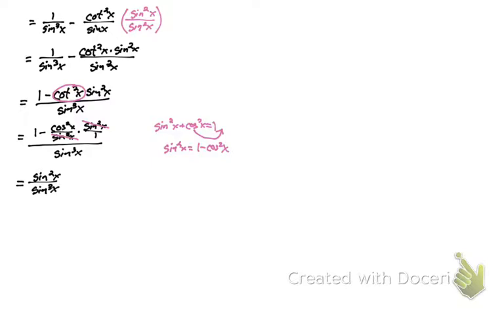Now remember what cubed and squared mean. On top I have sine times sine, and on the bottom I have sine times sine times sine. Two of the sines on top cross out with two of the sines on the bottom. So it's just 1 over sine x, which equals cosecant x.